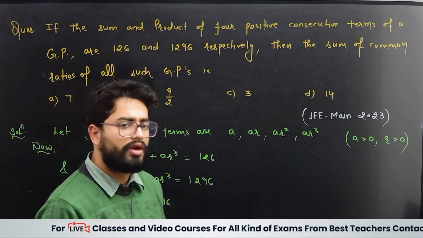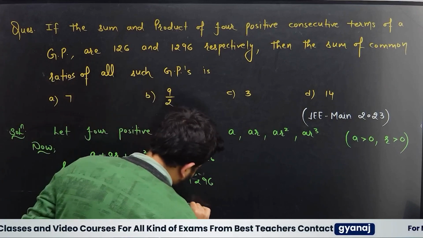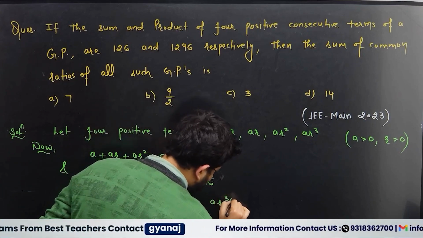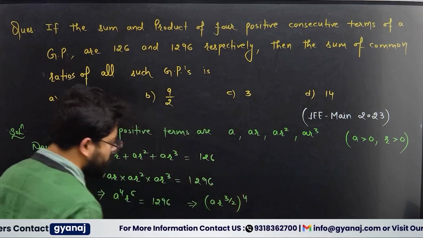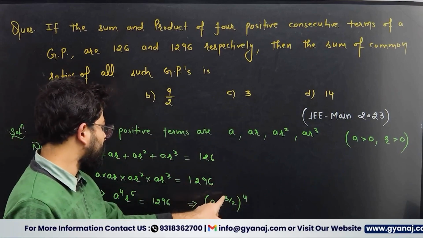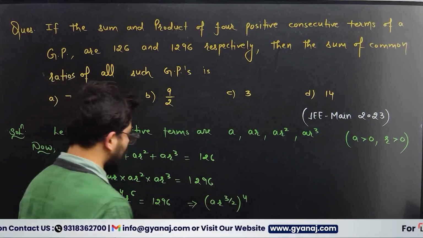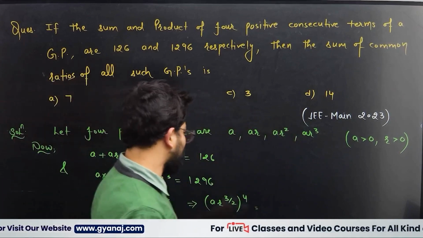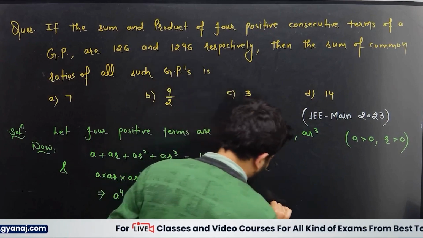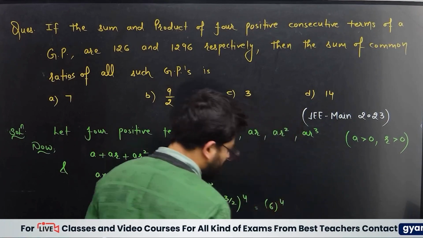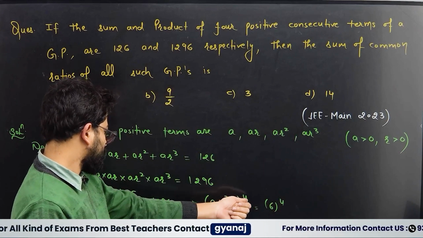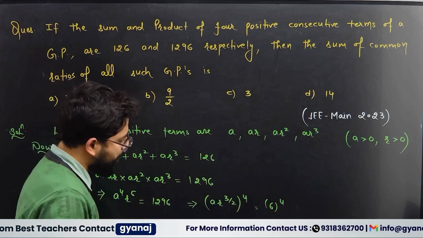So from here this can be written as A R power 3 by 2, whole power 4. That is A power 4 R power 3 by 2 into 4, which is R power 6, and this is equal to 1296. 1296 is 36 square, which means 6 power 4.